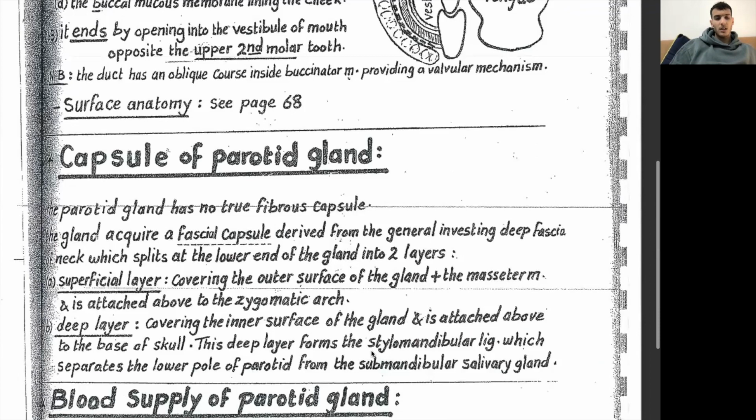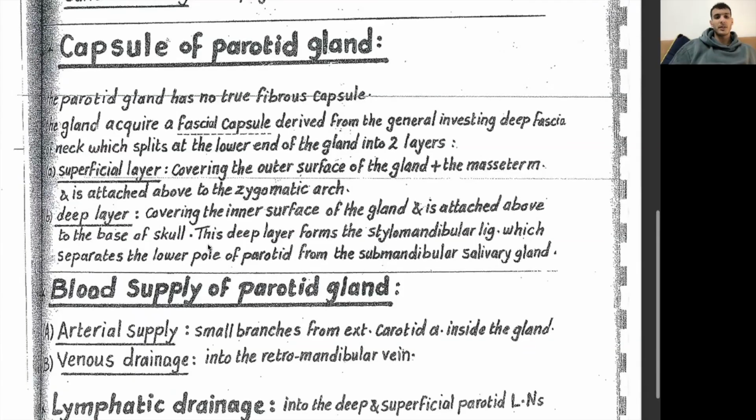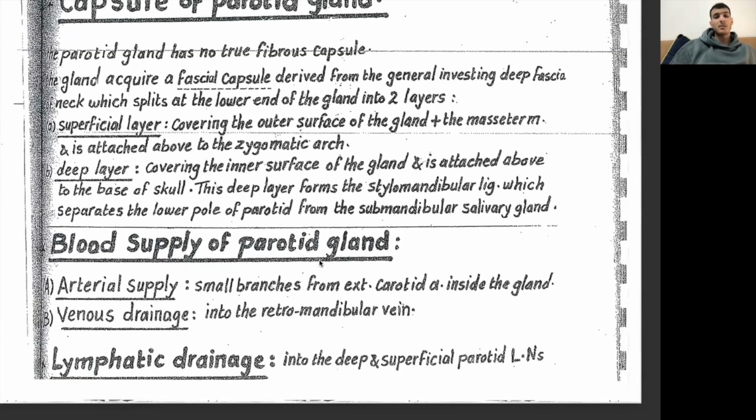Okay. Now you can also, guys, look at the capsule of the parotid gland. There's a capsule that surrounds it. There's a superficial layer and deep layer. You can read more about it by stopping the video. And blood supply to the parotid gland: you have arterial supply from the external carotid artery that passes through the gland, so you have small branches from there that supply it. Venous drainage is the retromandibular vein.